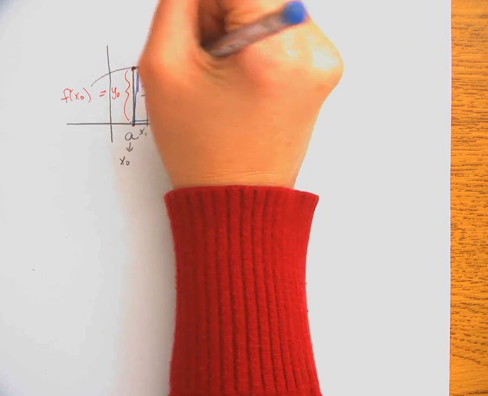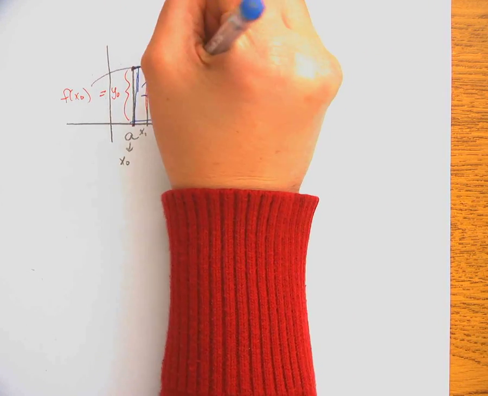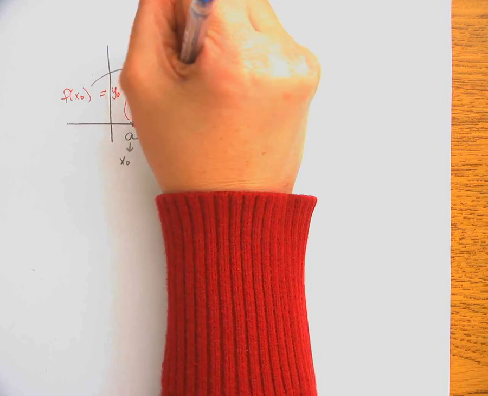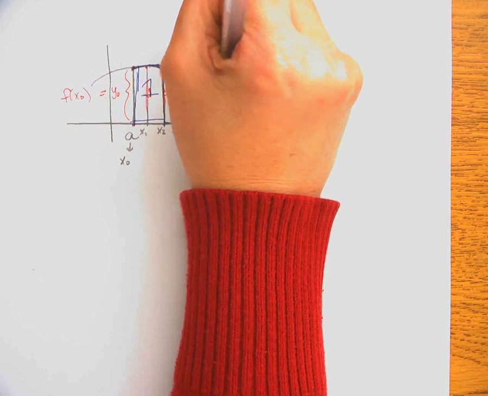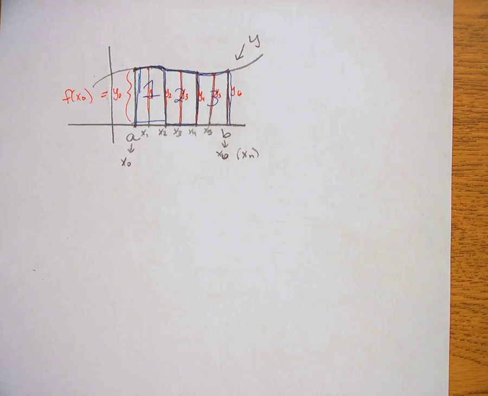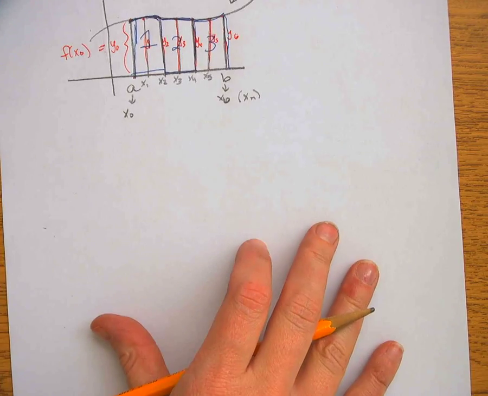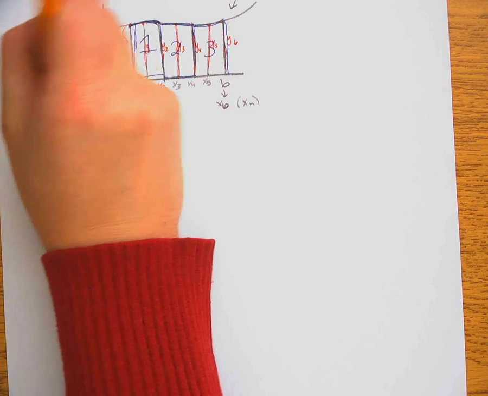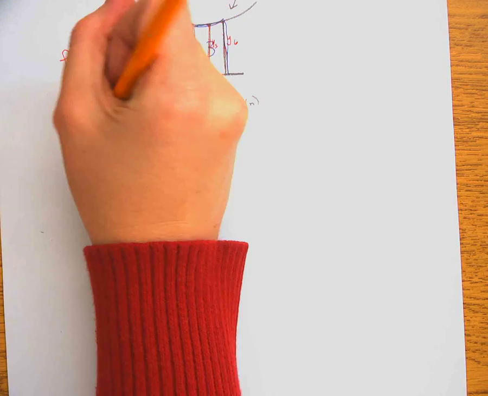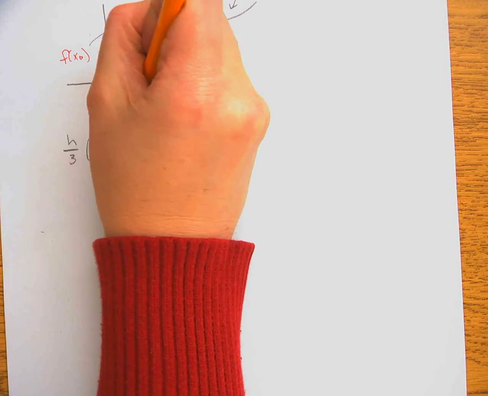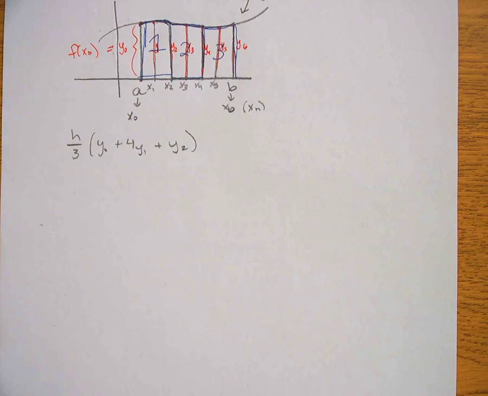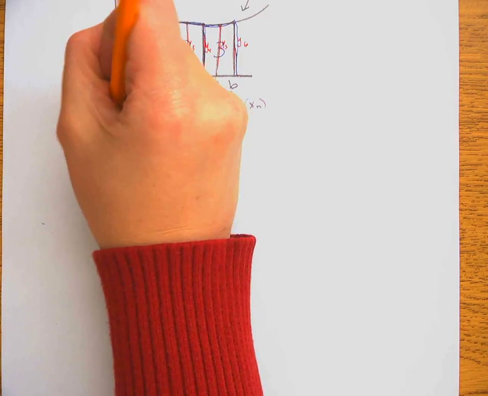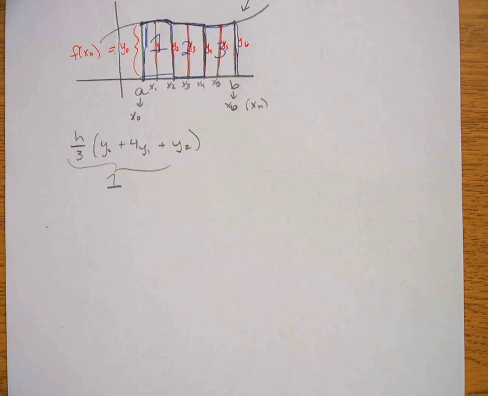I've got 1 right here. I've got 2 right here. And then I've got the 3rd one right here. So I'm going to find 3 of those areas that we looked at before and add them up. So I would have h over 3 times y0 plus 4 times y1 plus y2. That goes with Simpson shape number 1.